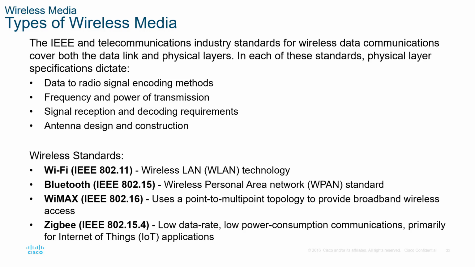So we're talking standards for wireless. We're talking things like antenna design, what the wireless reception and encoding requirements are going to be, the frequency, the power of the frequency, how much power we can put on the wireless device. That also equates to speed and distance. Data radio signal methods are another big one. All of these are outlined in IEEE standards for wireless.